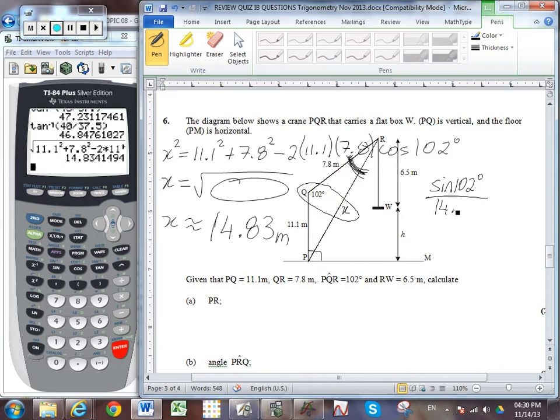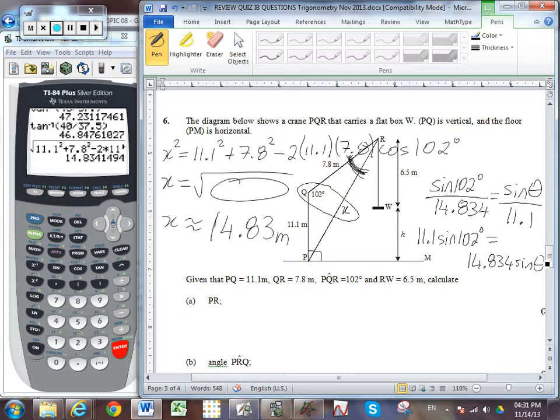Now I'm going to be a little bit more precise. I hate to use rounded numbers, so I'm just going to add yet another figure of precision. So I'm at 5 significant figures. And this is going to be equal to the sine of the thing I'm trying to find, why don't I call it theta, over its opposite side, which is 11.1. Let's cross multiply. 11.1 times the sine of 102 degrees is equal to 14.834 times the sine of theta.